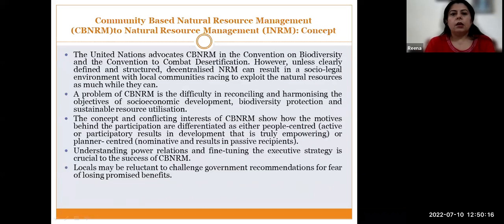Okay, so this concept was again advocated by the United Nations in the Convention on Biodiversity and the Convention to Combat Desertification. So people here have a motive behind the participation, and it is differentiated as either people centered or participatory, or planner centered, or nominative, or results in passive recipients. So that is dependent on the kind of strategy we devise while conceptualizing the project.